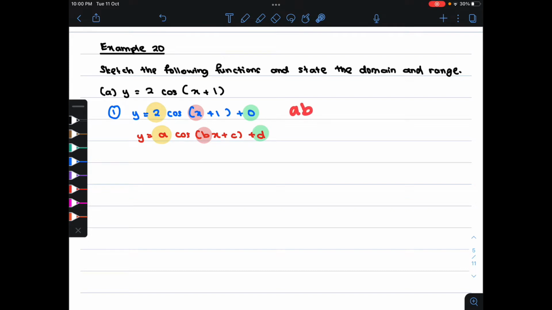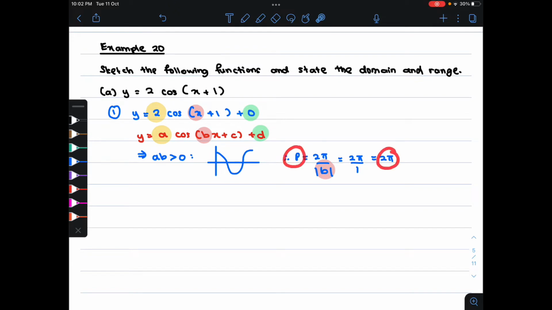Therefore, when we do A times B, which is 2 times 1, that will give you a positive value. And hence, the basic shape of our graph will be an inverted bell shape. To find P, we need to use 2 pi over modulus B. And we can see that B is 1. So if B is 1, therefore modulus B is 1 as well. And hence the period P is 2 pi. Therefore, one full cycle will take 2 pi.